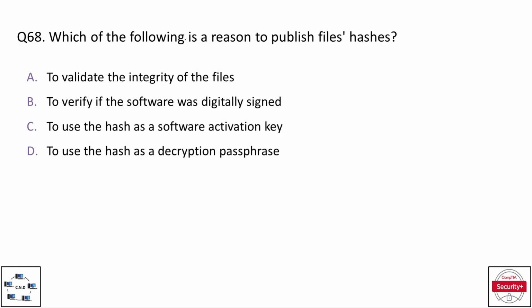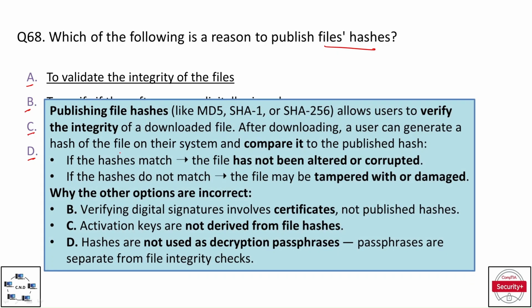Question number 68. Which of the following is a reason to publish file hashes? And the options are option A, to validate the integrity of the files. Option B, to verify if the software was digitally signed. Option C, to use the hash as a software activation key. And option D, to use the hash as a decryption passphrase. And the correct option is option A, to validate the integrity of the files.